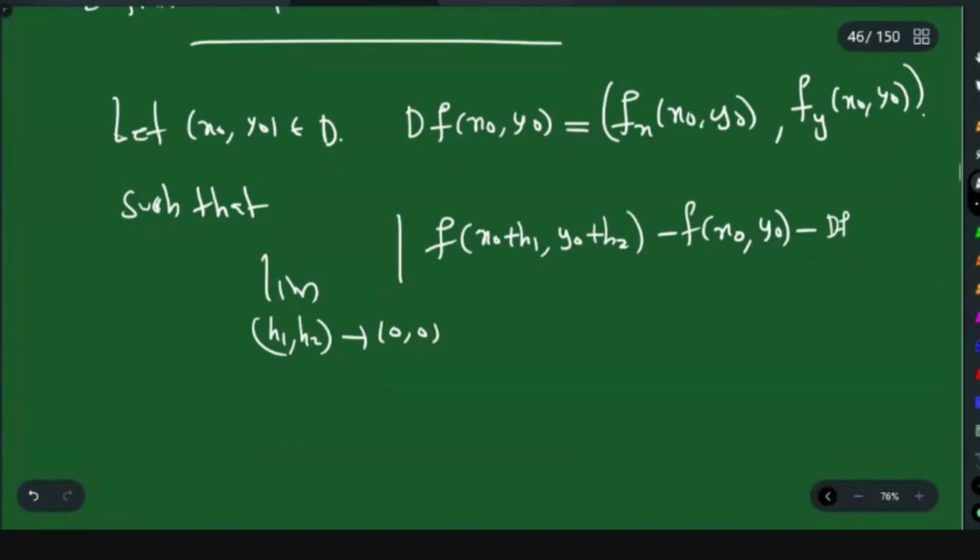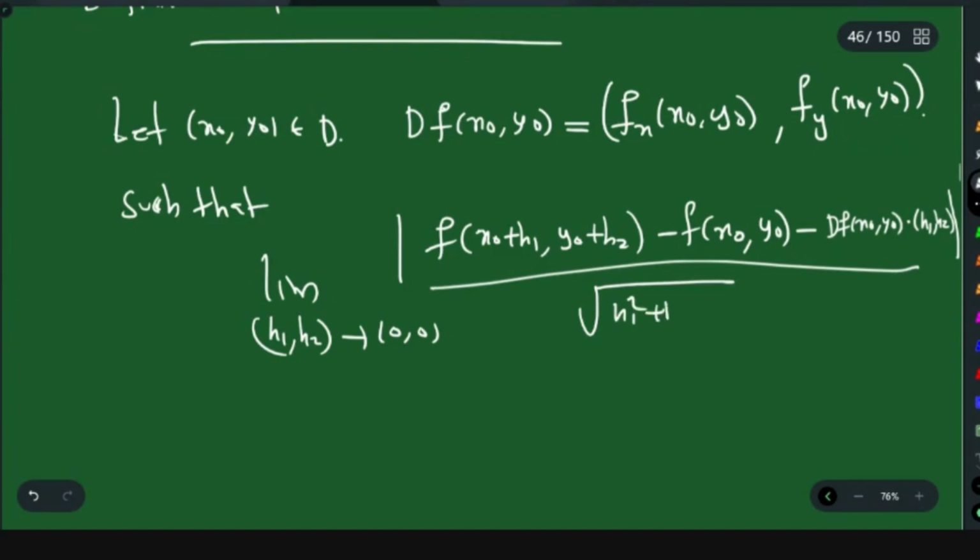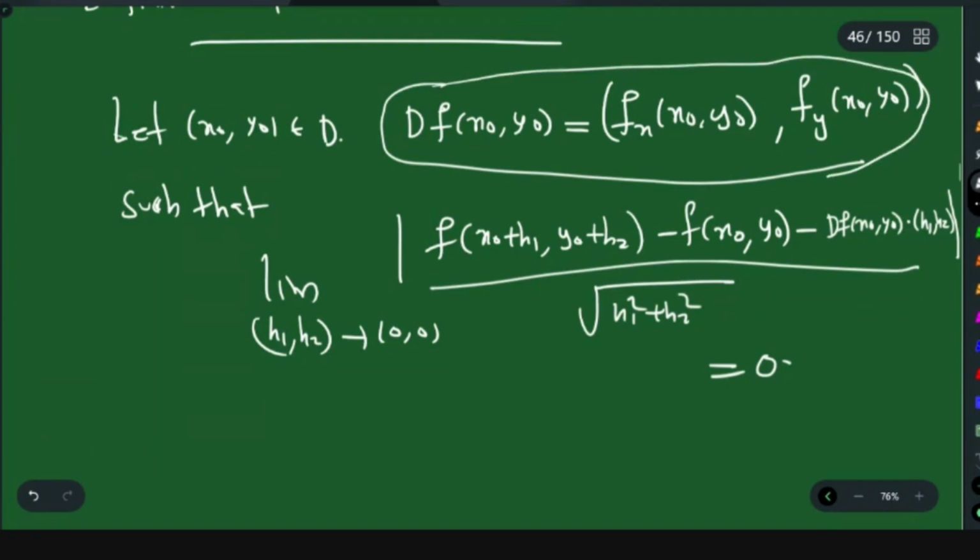Minus df at x0 y0 dot product h1 comma h2, the modulus, divided by root of h1 square plus h2 square. It should be 0. So what exactly am I saying? This quantity is called the total derivative of f at x0 y0, provided this limit is 0. So this limit should be 0.